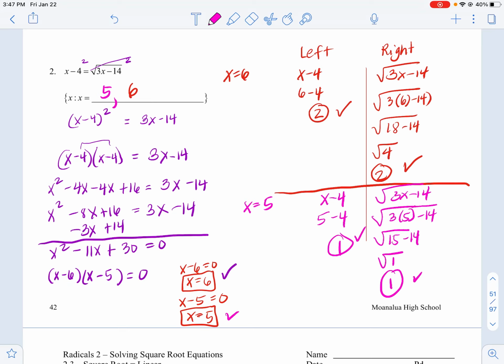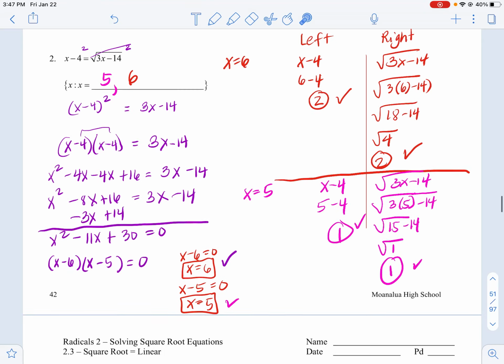So, question. Miss, what if when I plug in 6, the answers equal each other, but when I plug in 5, the answers were not equal to each other? If that happens, then the 6 is our only answer here, and the 5 will not be our answer, because 5 will be an extraneous solution, right? Because when we plug in 5, the right side and the left side do not equal each other, so 5 does not work. Does that make sense?